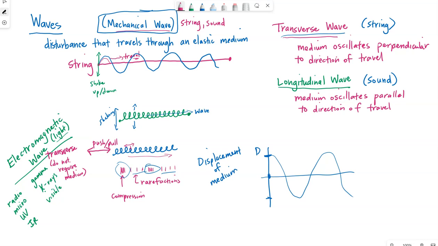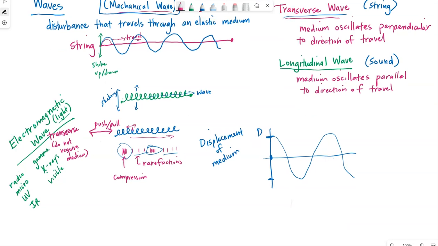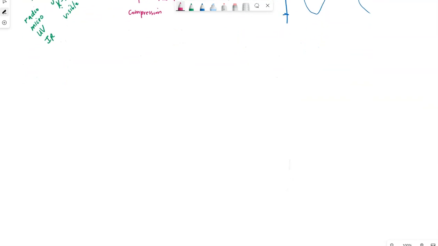All right, so let's talk about the equation that describes a wave. And that can be used to represent either a transverse wave or a longitudinal wave. Now, first, I would like to talk about the two types of graphs we could have. There are two ways to graph a wave. One of them is called a history graph.